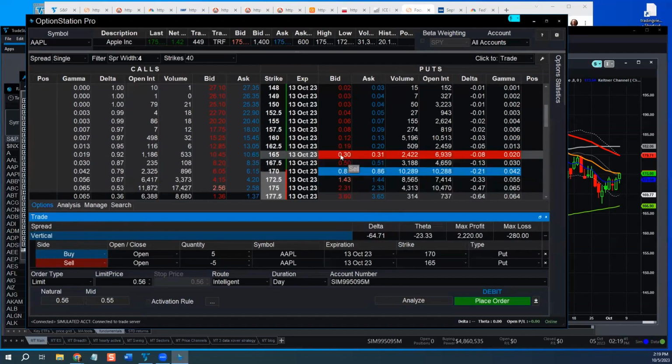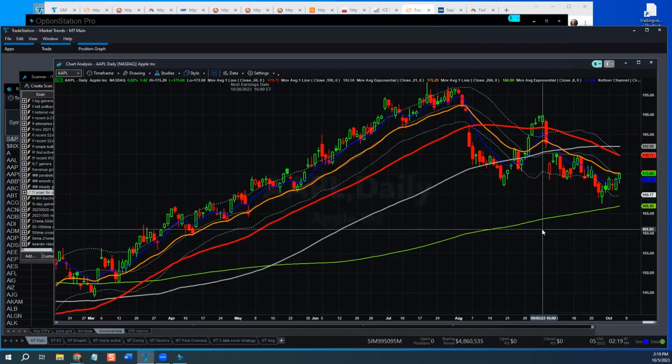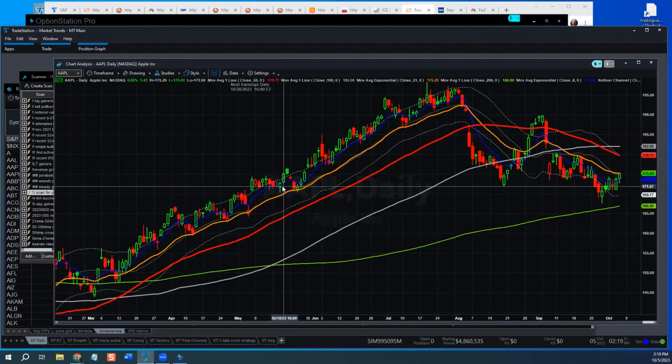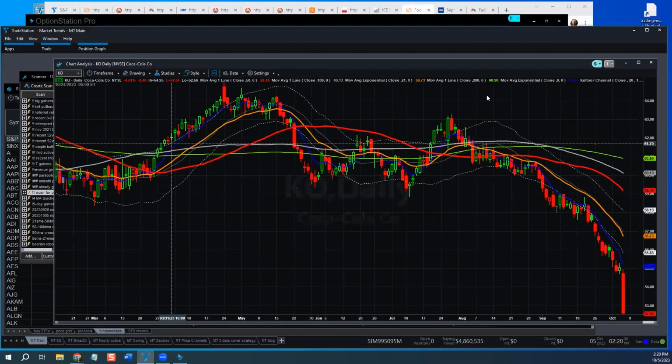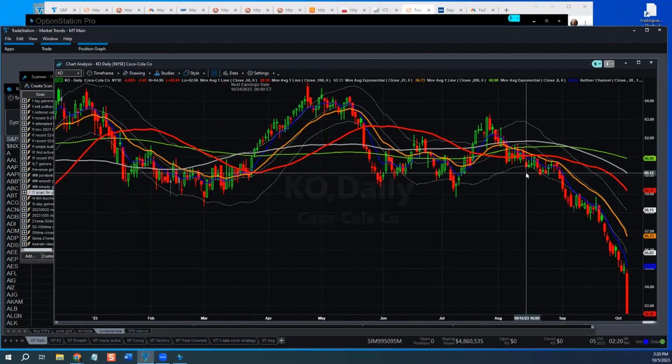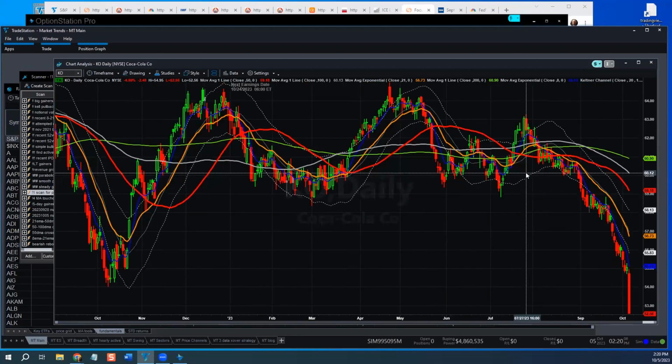And it's just to recognize that if you want that binary event kind of protection, that is the purpose of something like a put spread. I also want to take a quick look at another kind of strategy, and we had mentioned this some time back, but a name like Coca-Cola, we were saying that it had the risk for a kind of accelerating, galloping breakdown as support crumbled.